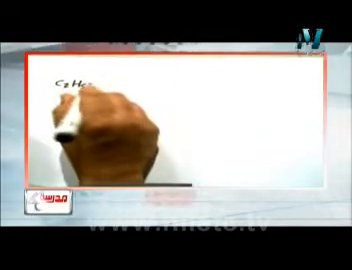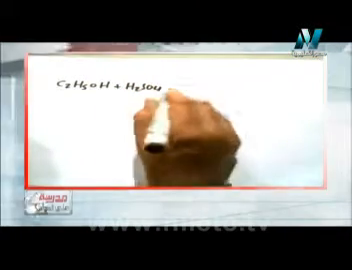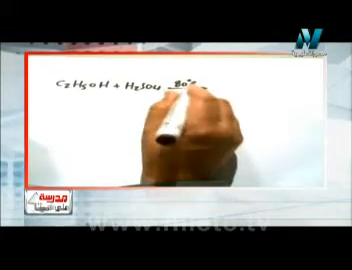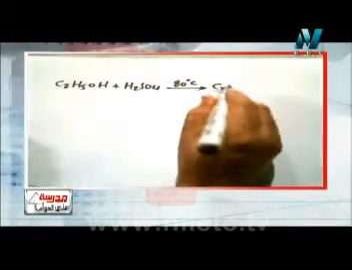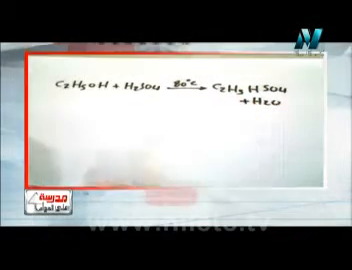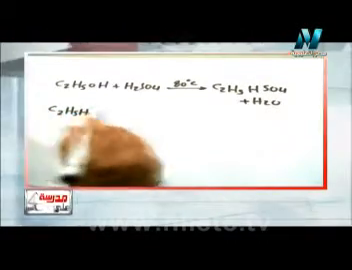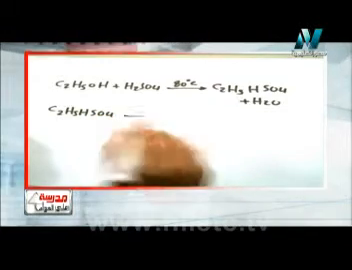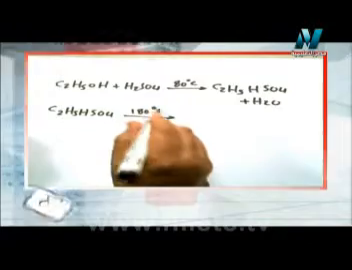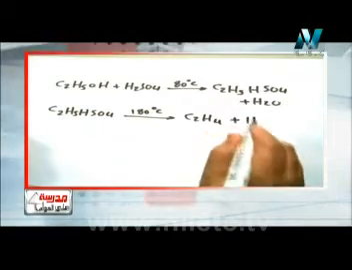Number one, we want to get C2H4. We get ethanol, C2H5OH, plus sulfuric acid, H2SO4. At 80 degrees Celsius, it gives ethyl hydrogen sulfate and water. This is the first step. Then ethyl hydrogen sulfate, C2H5HSO4, at 180 degrees Celsius, it gives C2H4, and H2SO4 evolves.